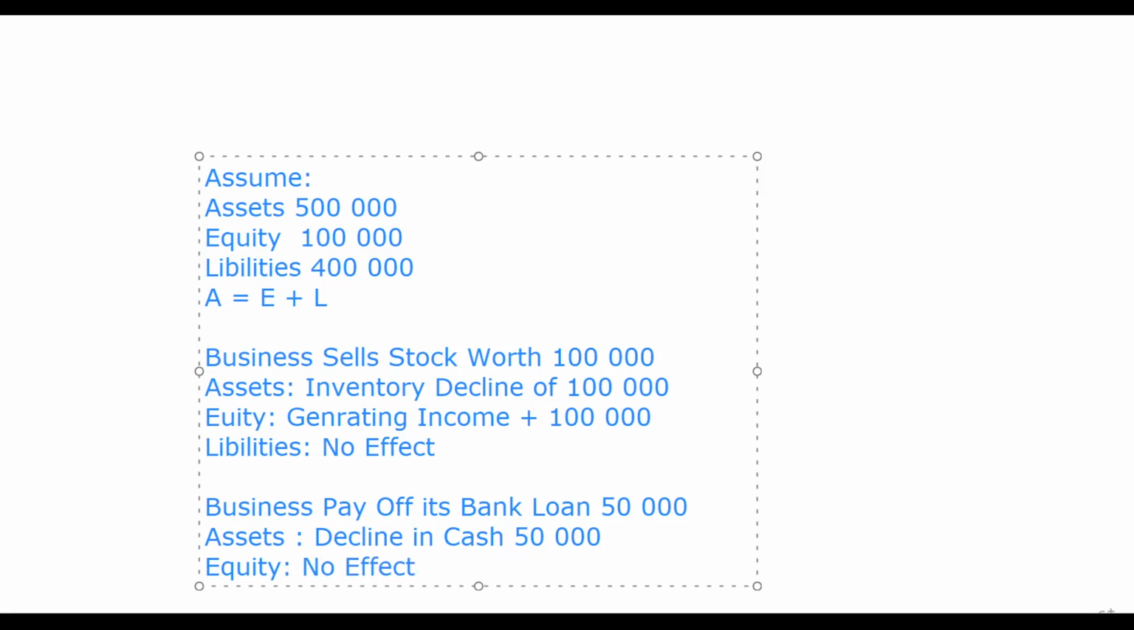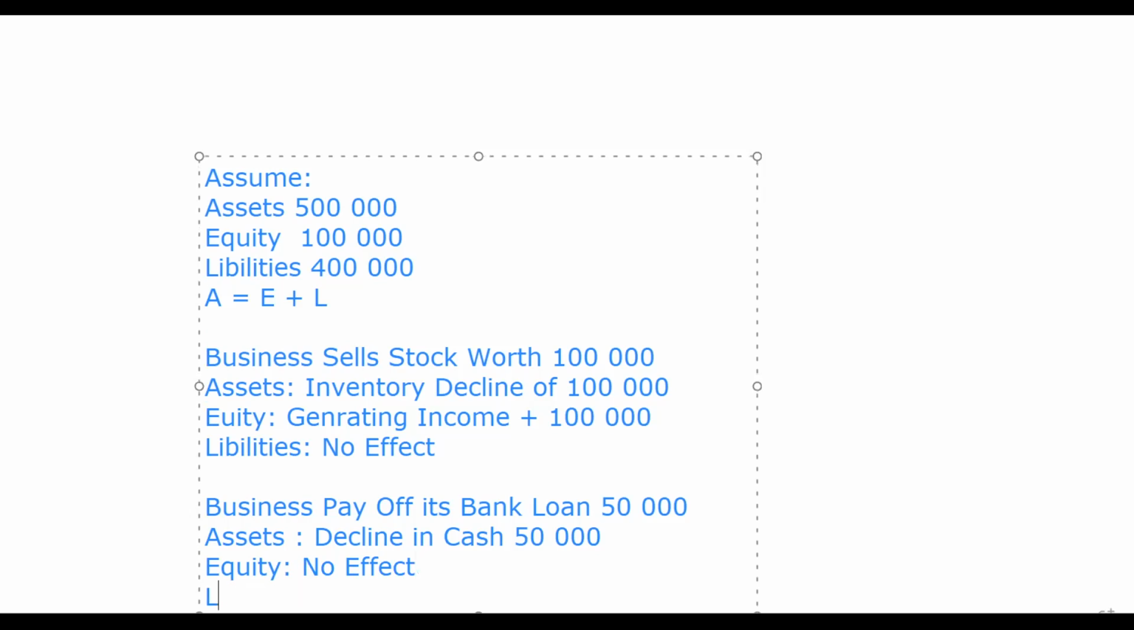But if there was interest, interest is an expense. That's why I wanted you guys to understand what's a liability, what is an expense. Interest is an expense, but there's no interest highlighted here, so there's no effect on our equity. Liabilities: if we paid off 50,000, it means our liabilities reduce. So the bank loan reduced by what? By 50,000, because we paid off 50,000.